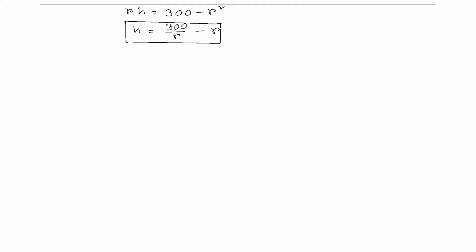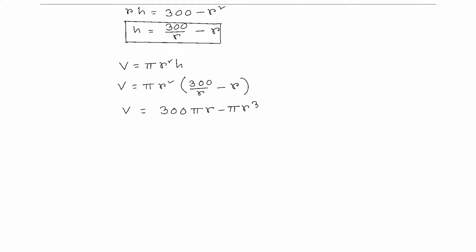Now we can substitute this value of h in the formula, which is V is equal to pi r squared h. So let me write that formula first. V is equal to pi times r squared times h. Substituting h in the next line, we can write V is equal to pi times r squared times bracket open 300 divided by r minus r bracket closed. Now let's multiply. So in the next line we can write V is equal to 300 times pi times r minus pi times r cubed.